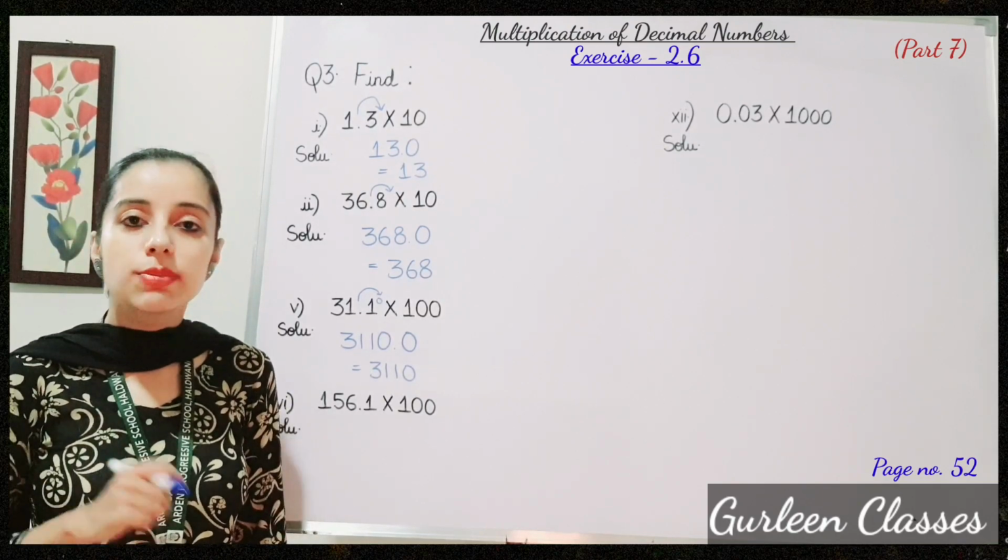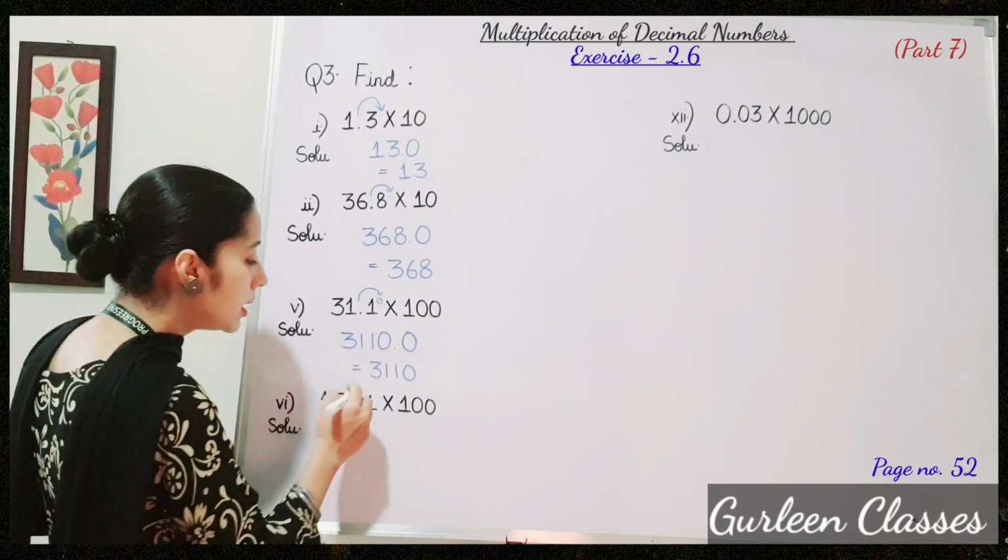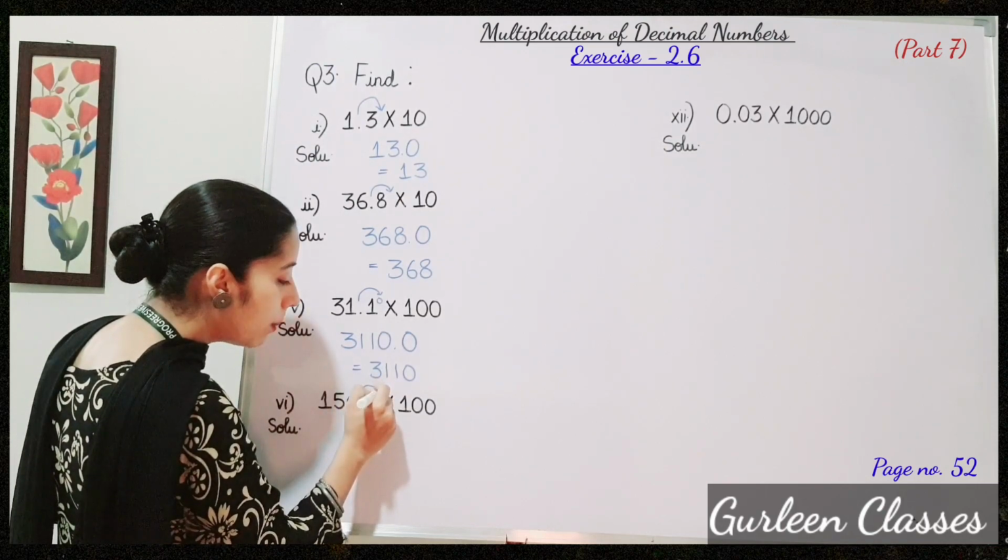Sixth part, 156.1 into 100. So we will shift the decimal point to the right by 2 places. So again we have only one digit, we'll place 0.